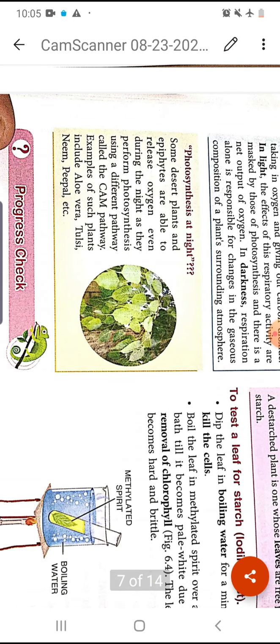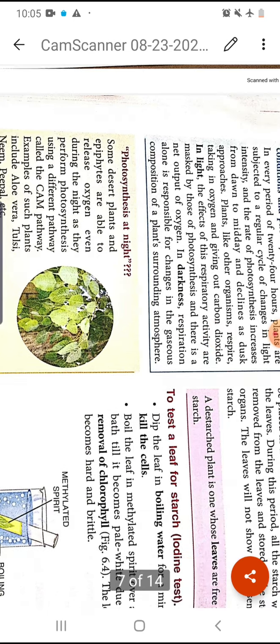What pathway have I learned this time? The light dependent and light independent pathway. The epiphytes and the desert plants generally follow another pathway, which is known as the CAM pathway, so that they can release oxygen also at night, like some plants such as aloe vera, tulsi, neem, etc.